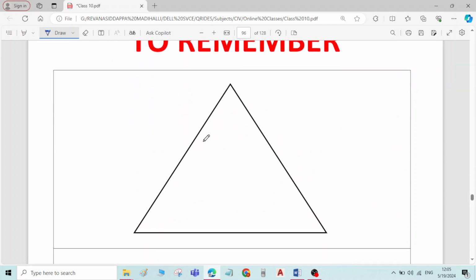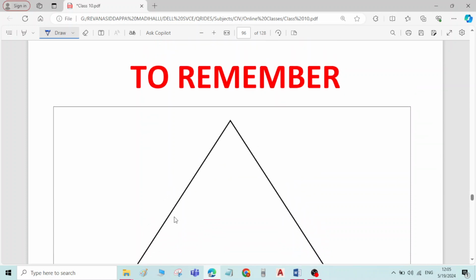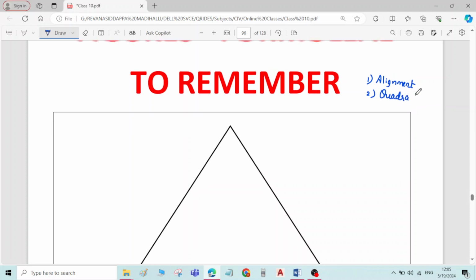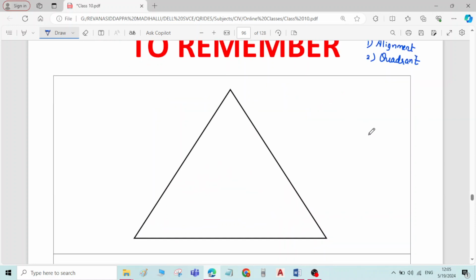While solving the problems and applying the formulae for the given figure, we should keep in mind two basic things. One is the alignment of the figure. The second one is the quadrant in which the figure is lying. Keeping these two things in view, you have to apply the suitable formula.